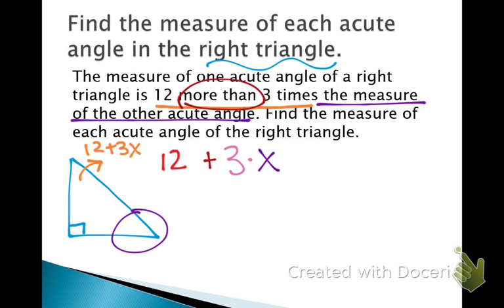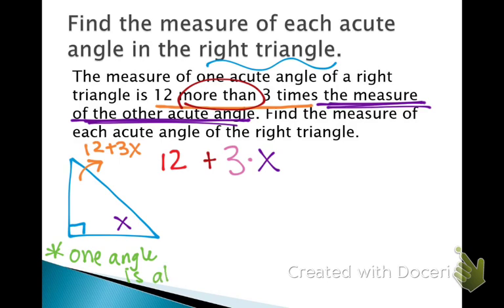We already got 90. What did x represent? The measure of the other angle. So what's the measure of the other angle? X. So what you need to write, like a little star somewhere, you'll always have an angle that is x. This is the most common mistake. People get 12 plus 3x, and then they don't have the second angle, which would be x.